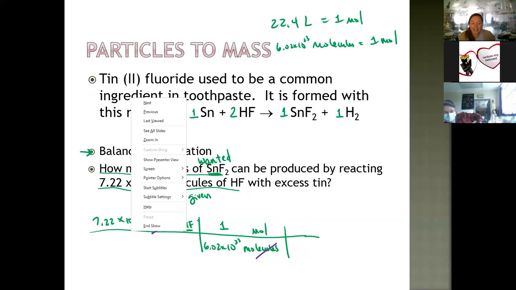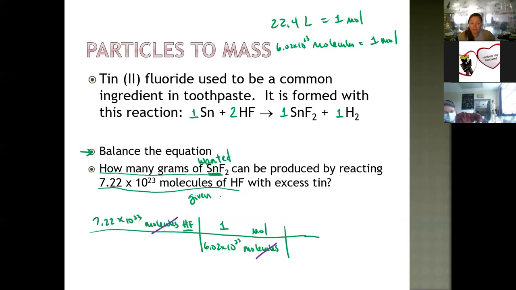Yes, exactly. I want to get rid of that HF. I want to flip it into SnF2. So I'm going to put HF on the bottom to make it go away. I'm going to put SnF2 on the top. What numbers should I put in front of those? What goes in front of SnF2? And what goes in front of HF?